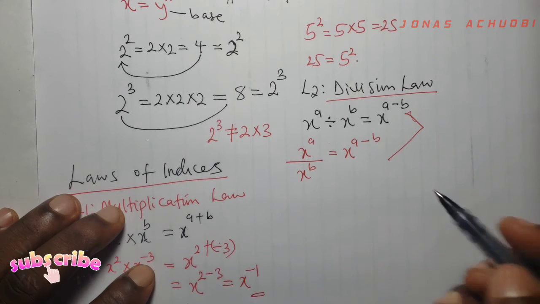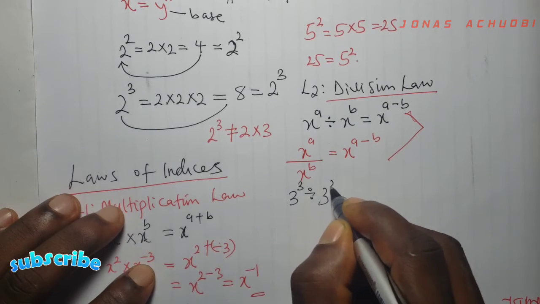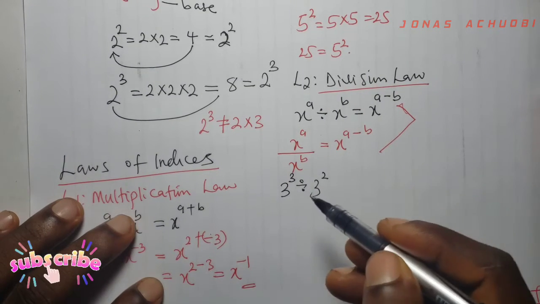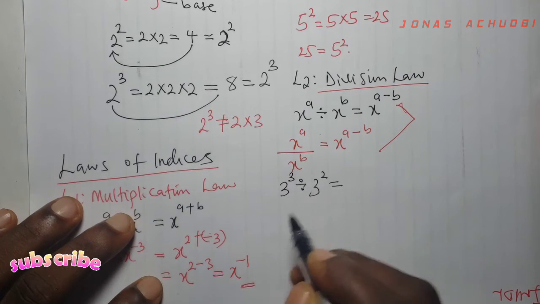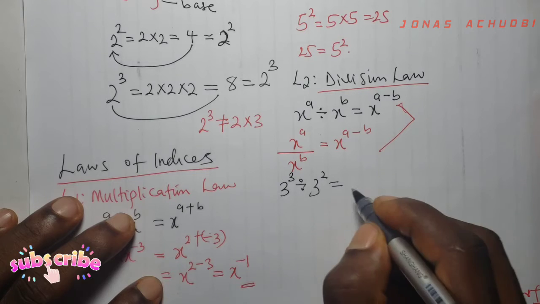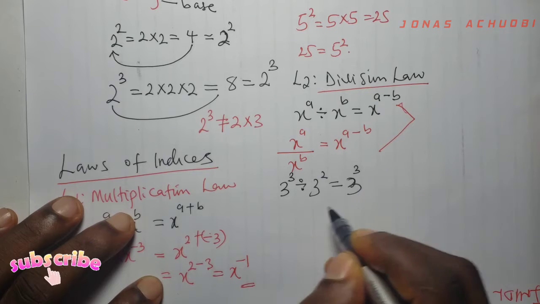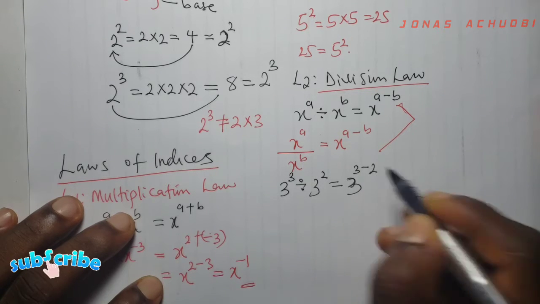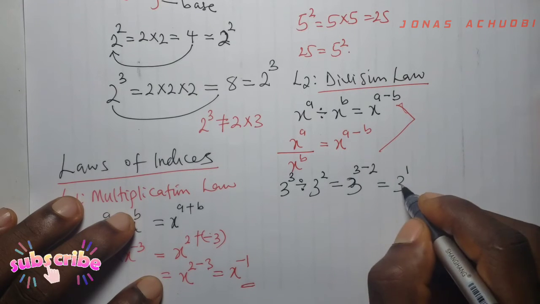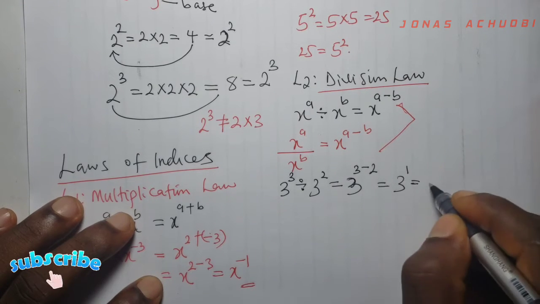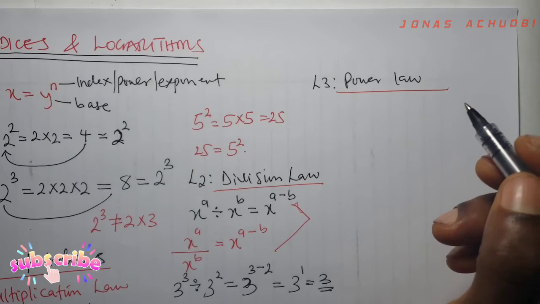For example, if we have 3 raised to the power 3 divided by 3 raised to the power 2, I want to apply the second law of indices here. This is simple because the first index form has base 3, the second index form has base 3, so the base is common. We just take out one base, 3. The power of the first index form is 3, the second index form is 2. We now do 3 minus 2. So that 3 minus 2 is 1. And 3 to the power 1 means 3 times 1, and that is equal to 3. So that is the second law of indices.